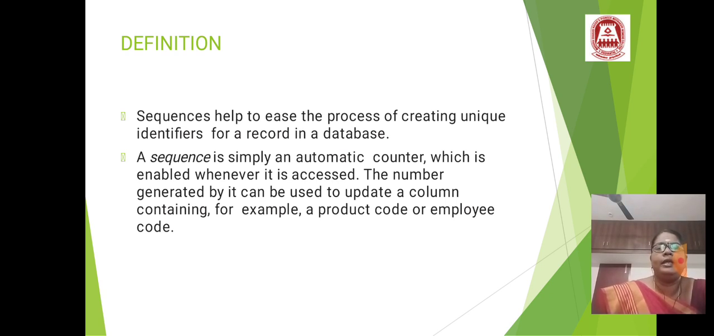A sequence is simply an automatic counter which is enabled whenever it is accessed. So we are going to make use of the sequences within a table. We first generate the auto sequence number and we call the particular auto sequence number within a table. So this is the usage of sequences inside the table object. The number is generated automatically by Oracle, and it is updated every time we call the particular sequence number, so it is automatically incremented by 1. For example, for a product code or employee code, we can make use of the sequences without any hesitation.